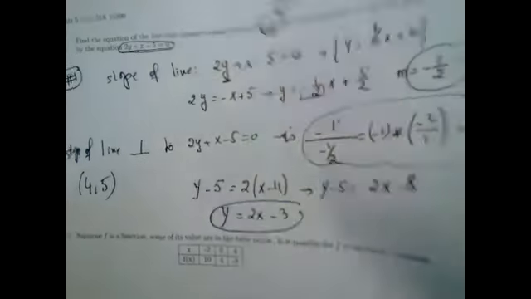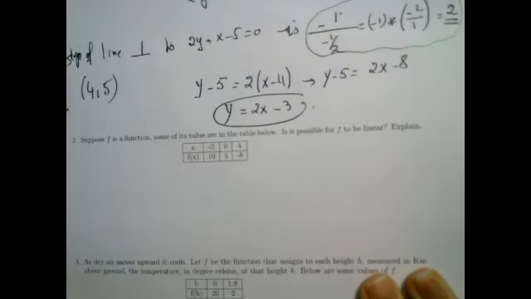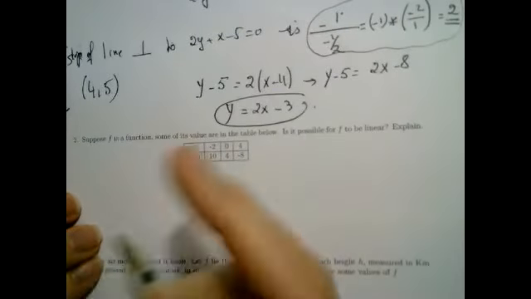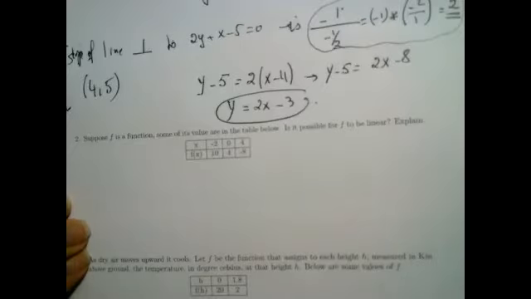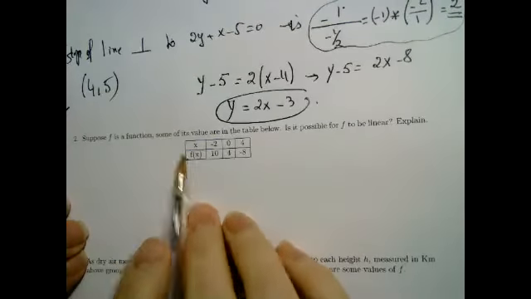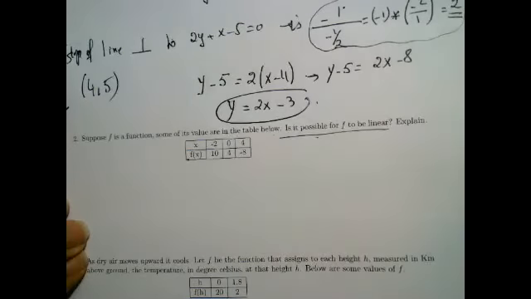Very good. Now number 2, please put your questions on chat. I'm starting to see some. Feel comfortable to put your question and I will pick every one of them. Now question number 2 is, suppose f is a function. Some of its values are in the table. Is it possible for f to be linear?